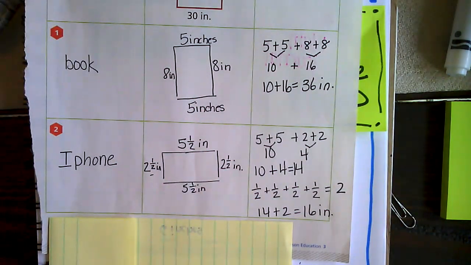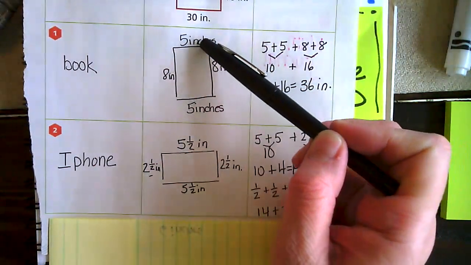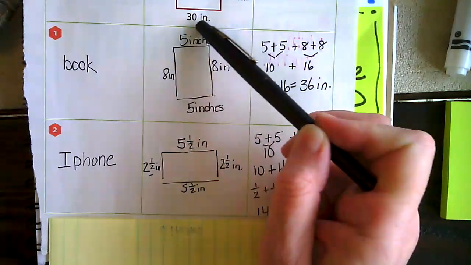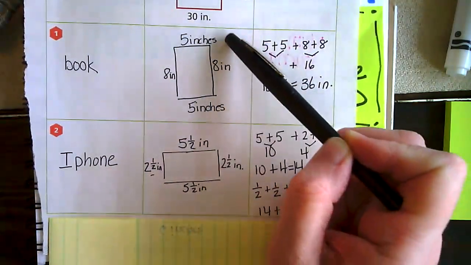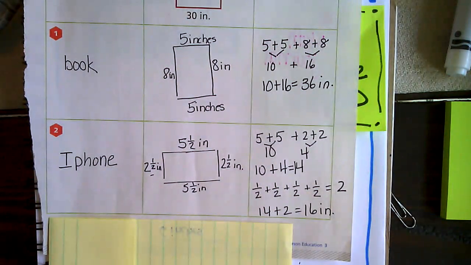Okay? So when you find the perimeter, you measure the outside edges of your object and you put it together. You add them together, just like we did with the book. We measured the inches around and then we add them all up to find the distance around something. That's what perimeter is, the distance around something.